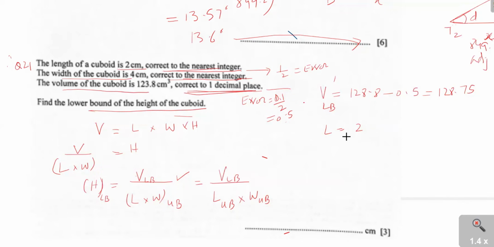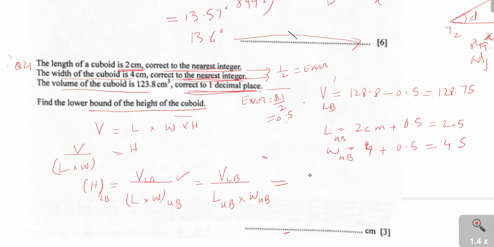To calculate the length upper bound, we will add the error to this value. This is 2 centimeter plus 0.5, we get 2.5. And the width here is 4 centimeter correct to the nearest integer. The error of this width will also be half of this integer, which becomes 1 over 2. For the upper bound, the value is 4 plus 1 over 2, which is 0.5. 4 plus 0.5 is 4.5.